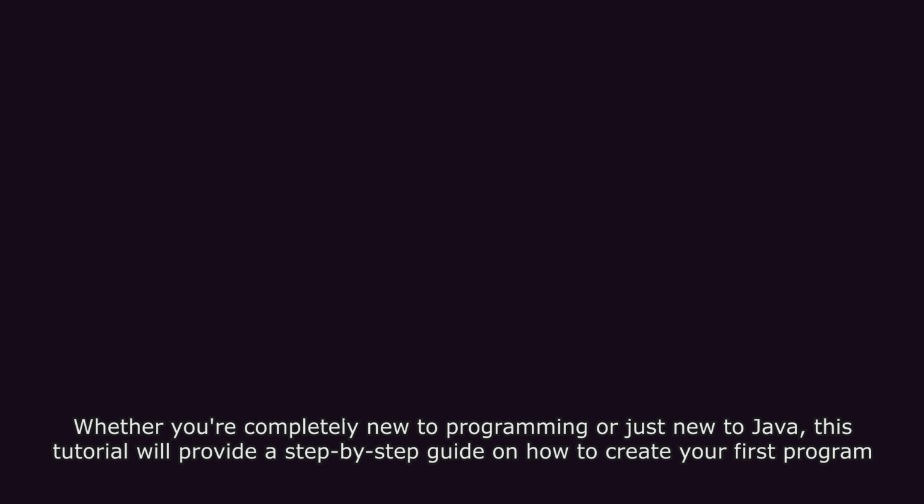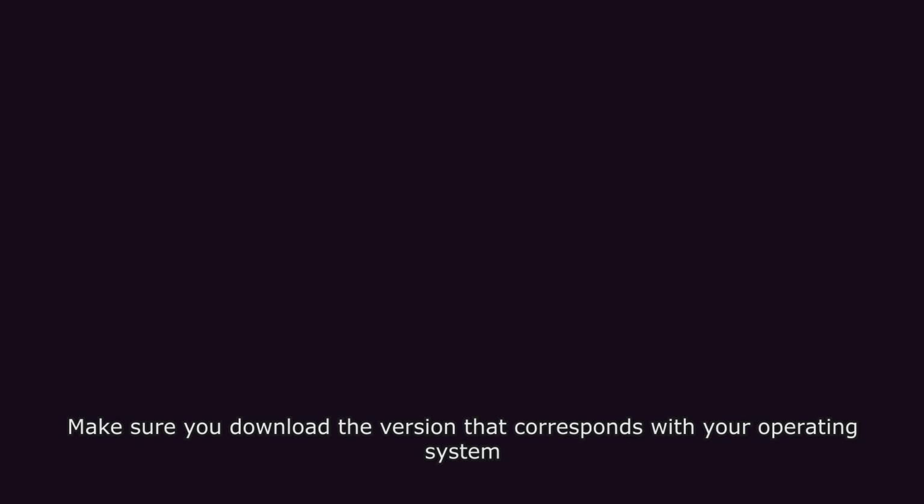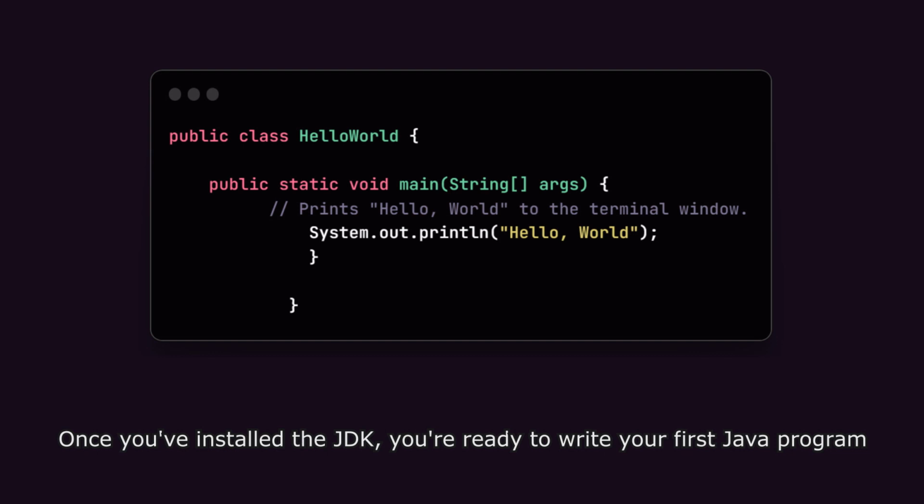Whether you're completely new to programming or just new to Java, this tutorial will provide a step-by-step guide on how to create your first program. First, you'll need to download and install the Java Development Kit (JDK) from Oracle's website. Make sure you download the version that corresponds with your operating system. The JDK includes the Java Runtime Environment (JRE) and the Java Development Kit, which we'll be using to write our program. Once you've installed the JDK, you're ready to write your first Java program.